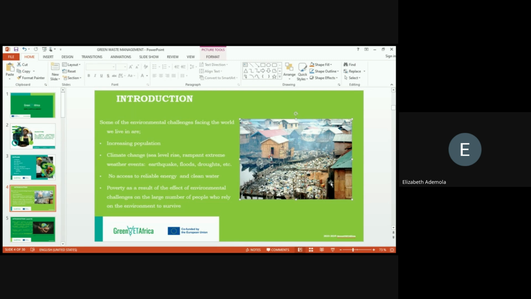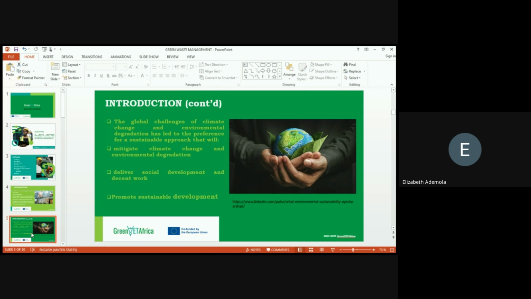If you take a closer look at that picture, this is a community in Lagos. You will see that in this picture, we have air pollution, water pollution, and land pollution, all in this single picture. So this is telling us that yes, we have some environmental challenges, and we as people in the environment are impacted by all these challenges.